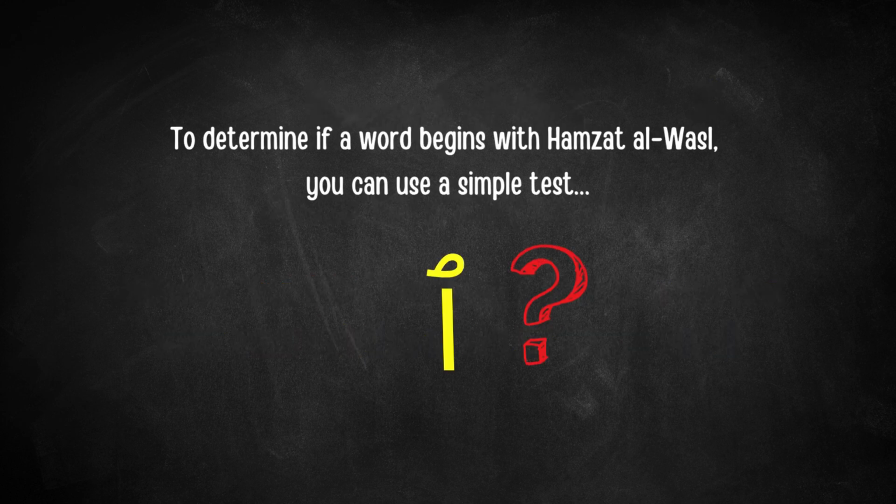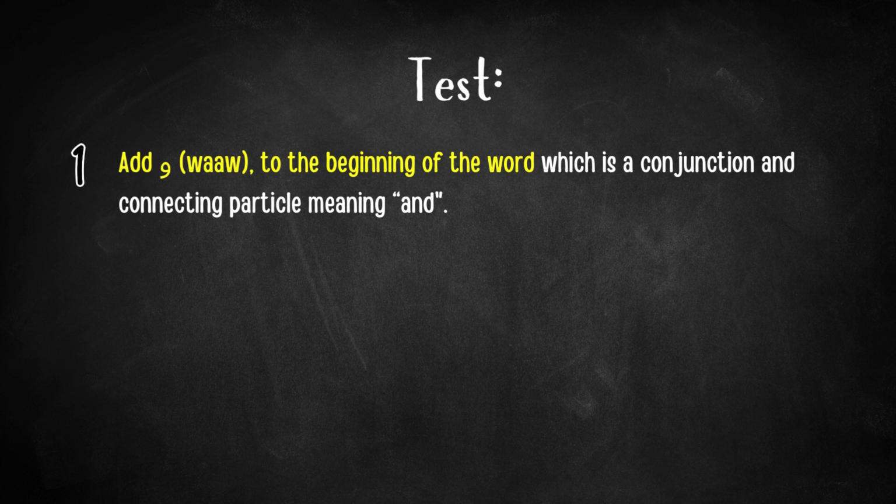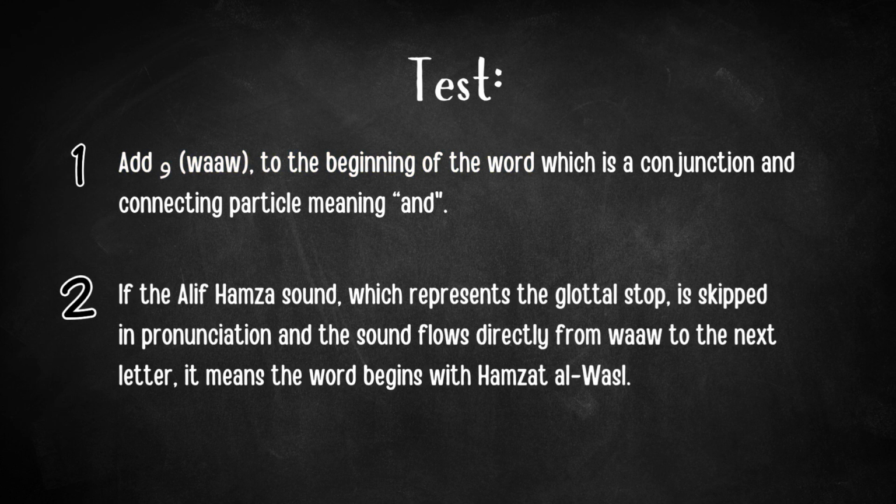To determine if a word begins with Hamzat al-Wasl, you can use a simple test. Let's see how this works. Add waw to the beginning of the word, which is a conjunction and connecting particle meaning and. If the alif hamza sound, which represents the glottal stop, is skipped in pronunciation and the sound flows directly from waw to the next letter, it means the word begins with Hamzat al-Wasl.